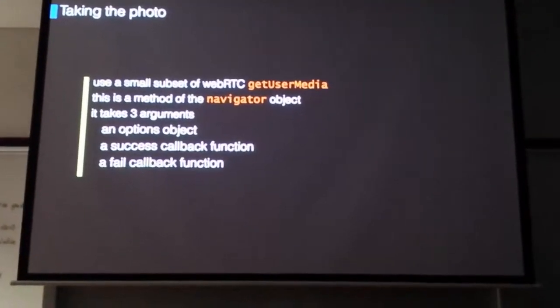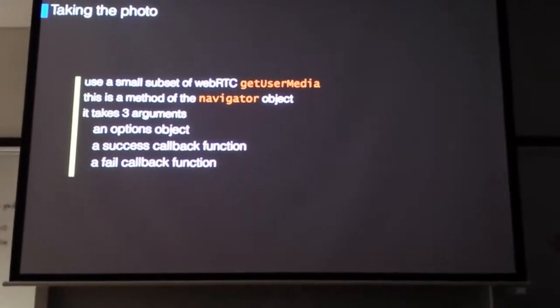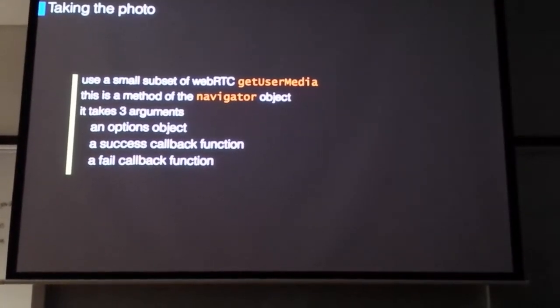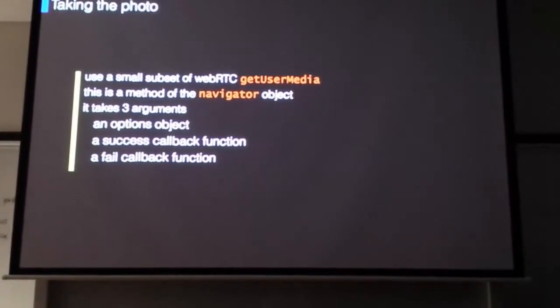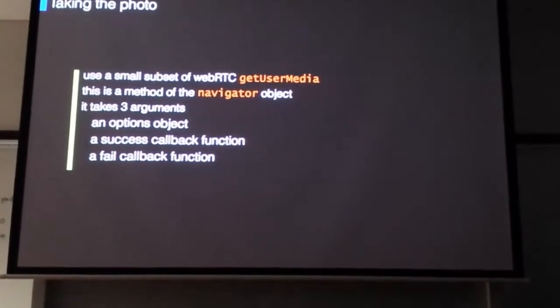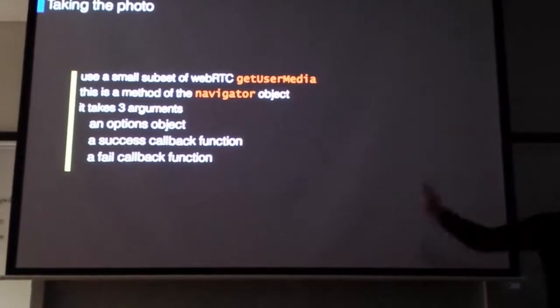So what we're going to do is we're going to use getUserMedia, and that's part of the navigator object. Right, so our navigator has a thing called getUserMedia. That's a method that it has, and we give it 3 arguments. We give it an options callback. We're going to look at each of these in a second.